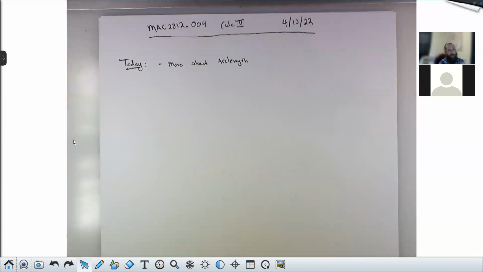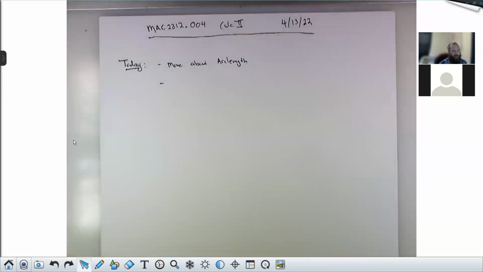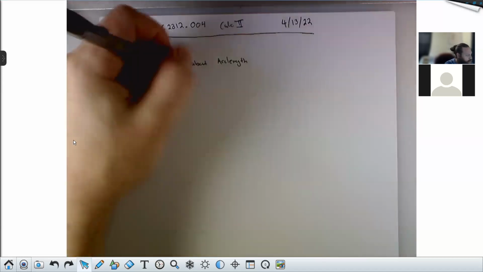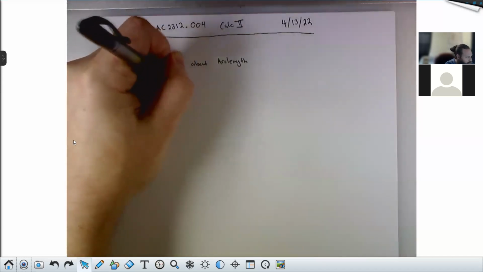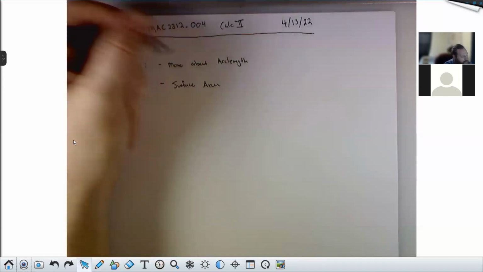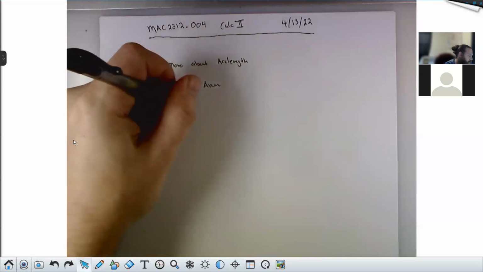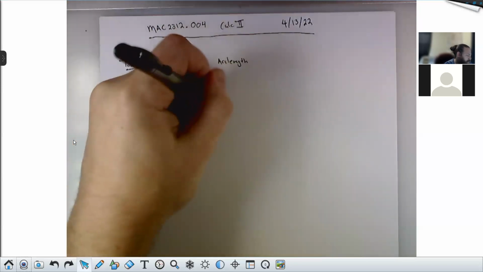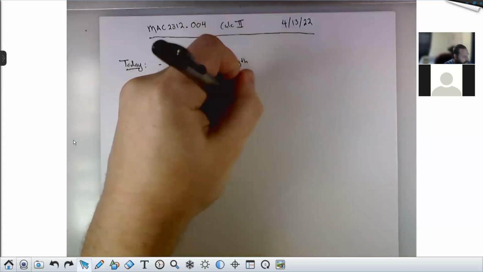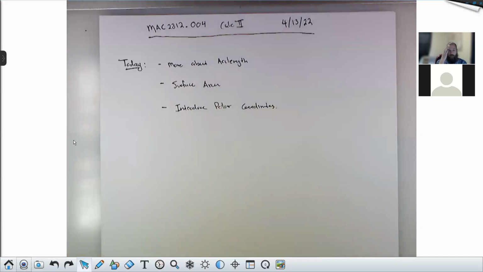I just want to get some practice doing computations, and then talk with you a tiny bit about reparametrizing a curve with respect to arc length, because that is very cool. We're going to talk about surface area. And then we might introduce polar coordinates. So that's the plan. Let's go ahead and dig in.